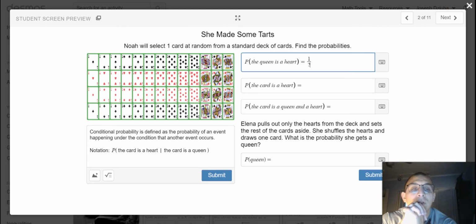Lana pulls out only the hearts from the deck and sets the rest of the cards aside. So that means that there's 13 cards remaining. She shuffles the hearts and draws one card. What is the probability she gets a queen? Right, so we're looking basically in only the second row of this visual that I have here on the left-hand side.